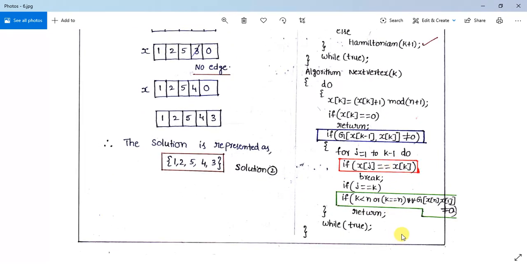Next, another most important condition: once you reach the ending of the index, the ending of the array, you are going to check whether there is any edge present to the starting vertex.